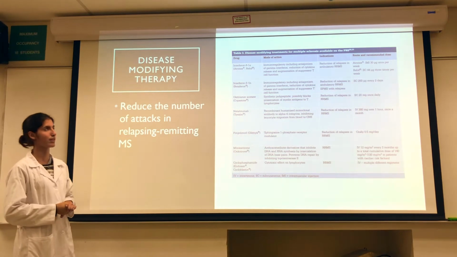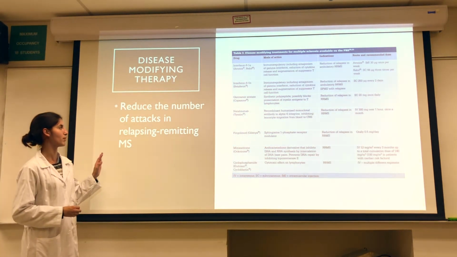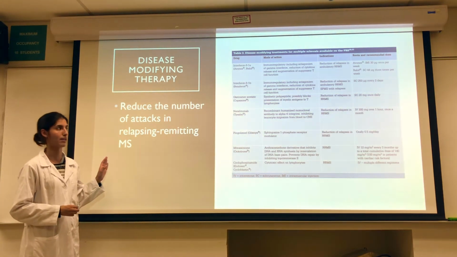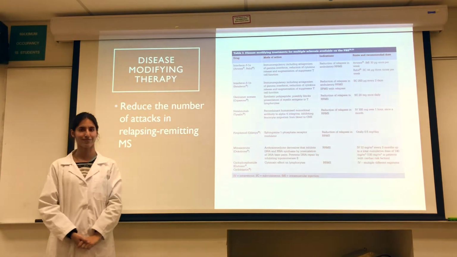The second type of treatment is disease-modifying therapy, and this has the goal of reducing the number of attacks in relapse-remitting MS. And here you can see a picture of all the drugs for this type of therapy.